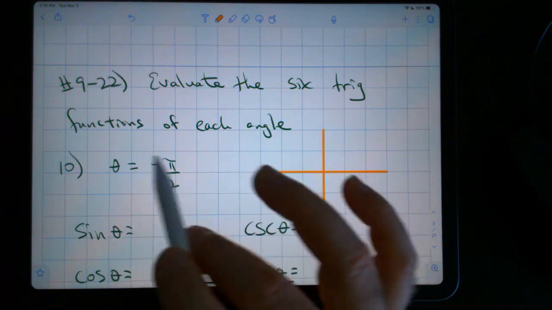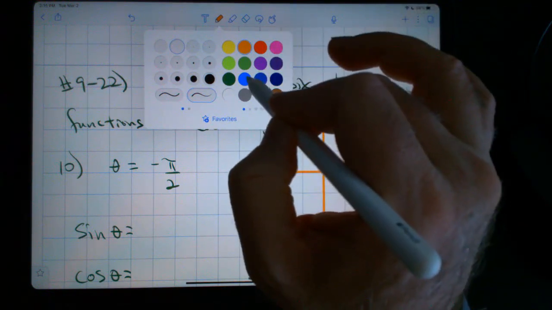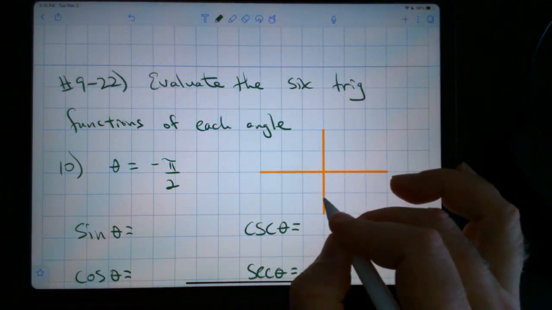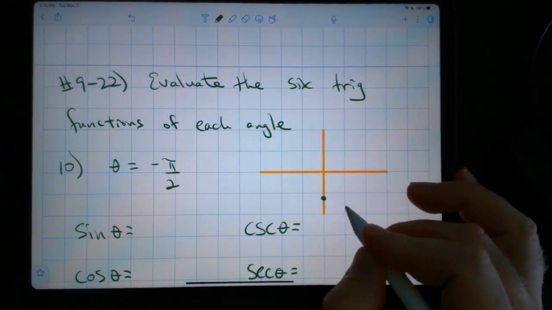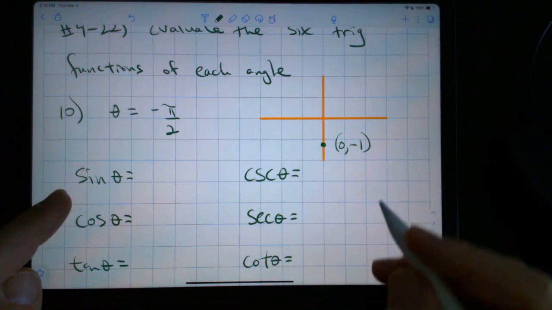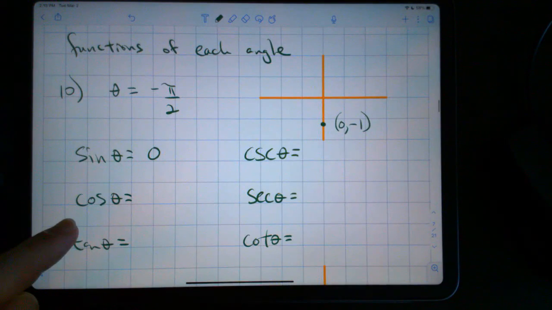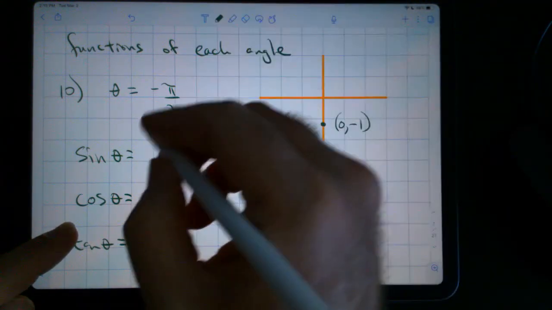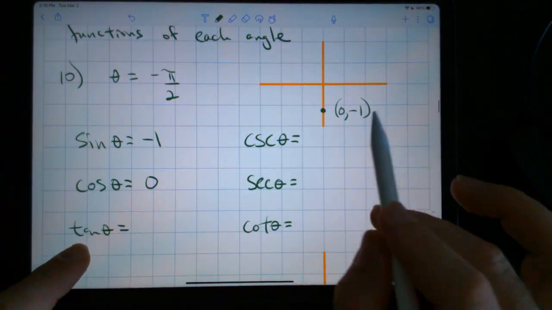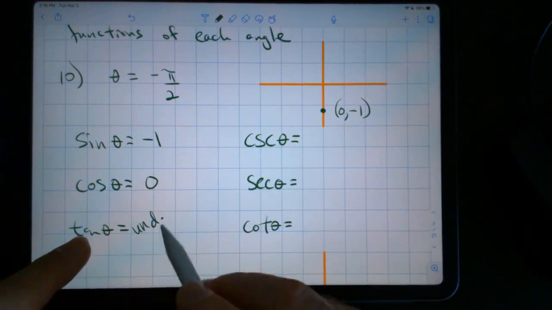So, if we're at negative pi over 2, negative pi over 2 is right there. And this is at 0, negative 1. Sine is your y, so sine of theta is 0. Cosine of negative 1... Cosine of theta is 0. Tangent is your sine over cosine. Tangent is undefined. That's important when we're graphing later on.